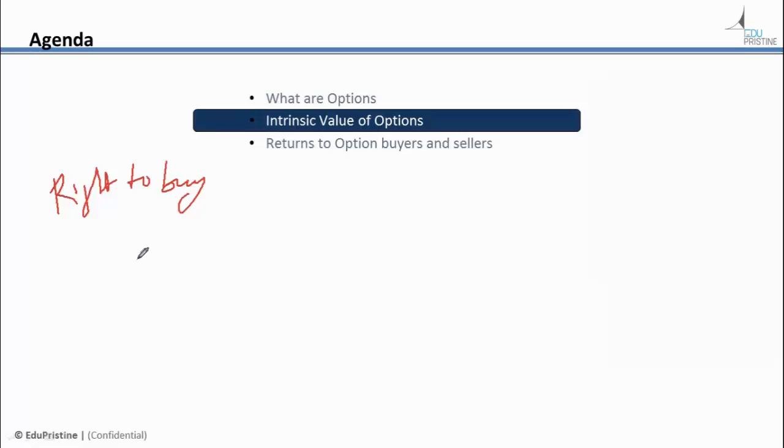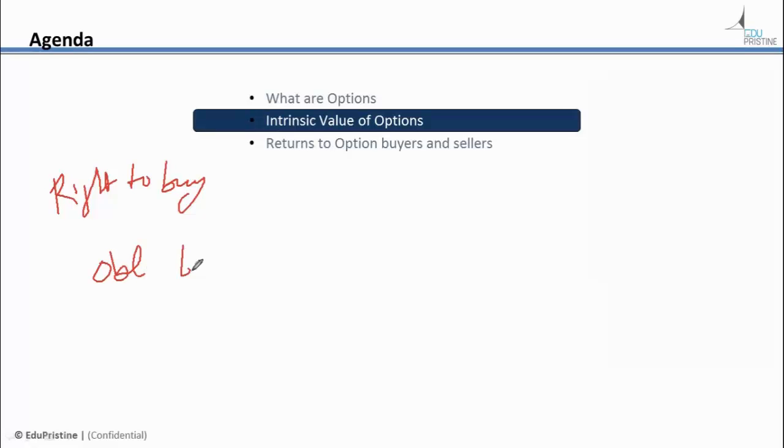Okay. Now if I'm buying a put option, it's the right to sell. The person who is selling the put option, what is he getting into? If I'm buying the put option and you are selling the put option, I have the right to sell. What do you have? You have the obligation to buy.